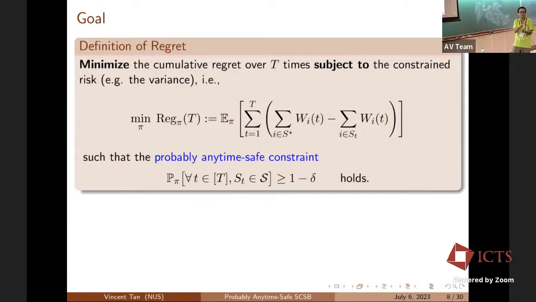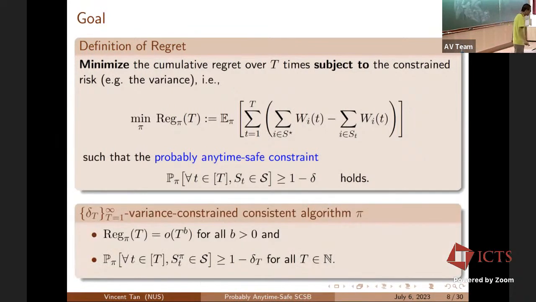So the algorithm that we are going to suggest goes as follows. We're going to be very conservative at the very beginning. We're going to probably select subsets of size 1 or 2, until we are very sure of the variances of each of the arms, in order to ensure that this constraint holds true. So at the very beginning, we are going to be conservative and select subsets that are small. And then we will grow the subsets in size over time, such that we accumulate reward over time, and yet ensure that this probably anytime safe constraint holds.